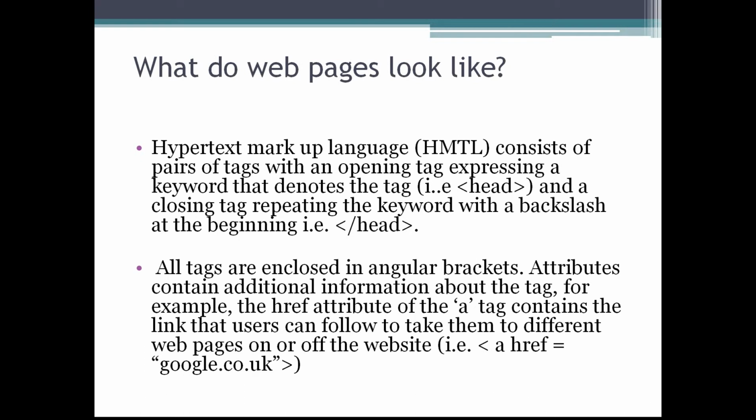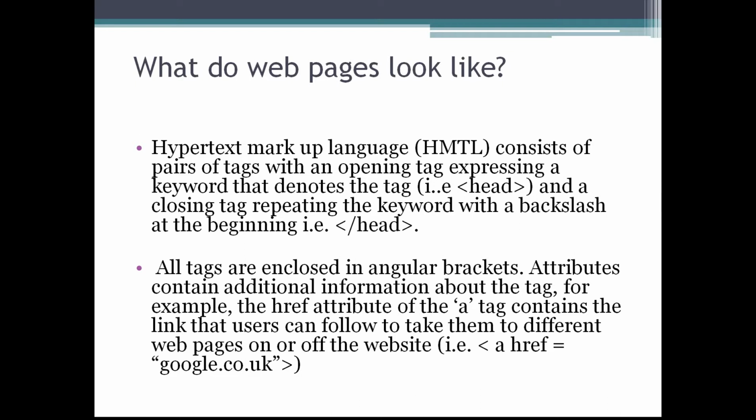So if we look a little bit closer at HTML, for example, HTML consists of pairs of tags, which have an opening tag with often a keyword in there. So for example, a classic one is the head tag. The tag is displayed with angular brackets and the keyword inside those angular brackets, and then a closing tag. So there's an opening tag and a closing tag, and the closing tag often begins with the angular bracket, then a backslash, then the keyword, and then another angular bracket to close it. And then there'll be loads of information in between the opening and the closing tag.